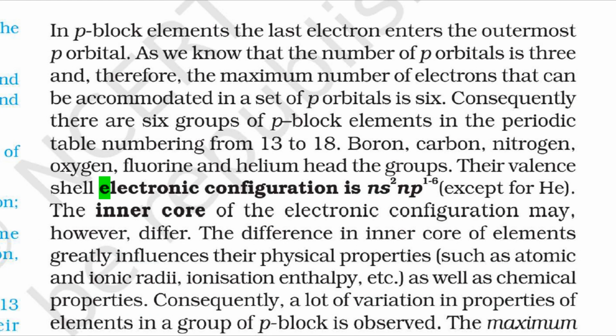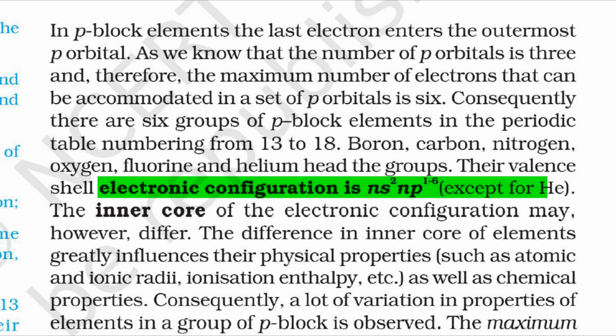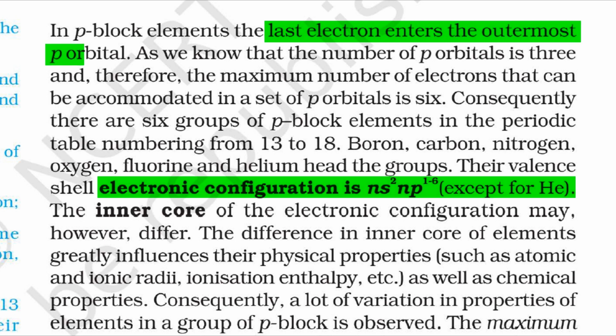Now about the general electronic configuration of P block elements. The general electronic configuration of P block elements is ns2 np1-6, and the exception is helium, which does not have p electrons. It is called P block because the last electron is filled in p orbitals. There are 3 p orbitals with a maximum capacity of 6 electrons. So there are 6 groups present in P block, from group 13 to group 18, having boron, carbon, nitrogen, oxygen, fluorine and helium as heads of the groups.